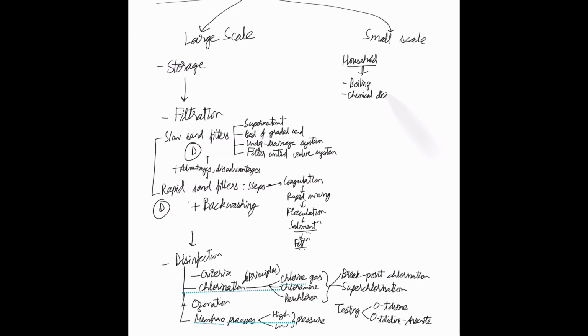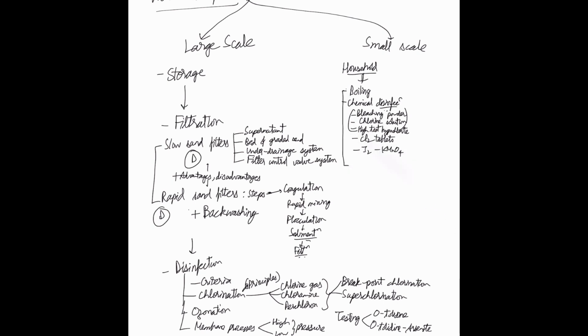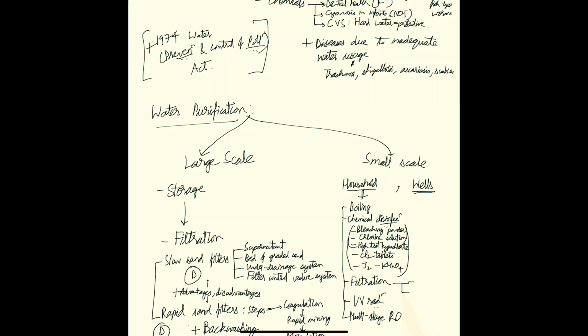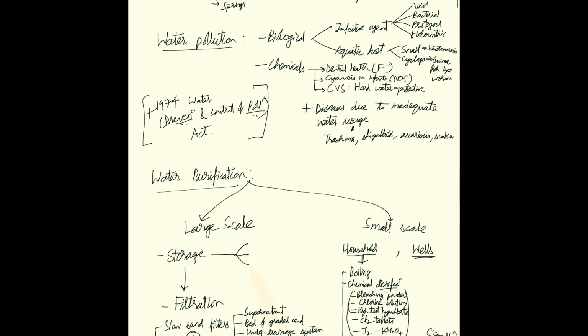Now for small scale purification, we have household and wells. So household, the measures we have boiling and chemical disinfection using bleaching powder, chlorine solution, high test hypochlorite, chloride tablets, iodine and potassium permanganate. Then we have filtration, UV radiation and multi-stage reverse osmosis. Under filtration techniques, we have Pasteur Chamberland filters, which are the famous candles that you know, and Berkefeld and Katadyn filters. This one small part I forgot to mention.